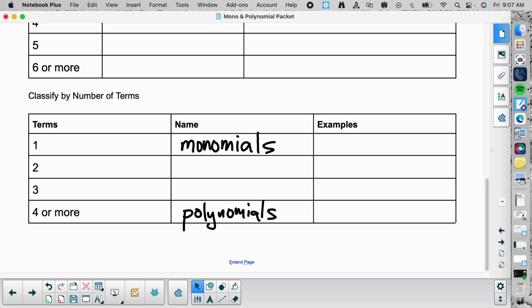Macy, what's an example of one thing? A math thing. Oh dear.